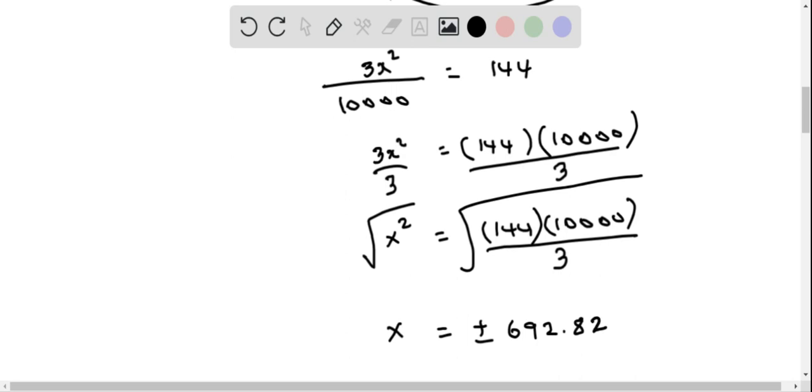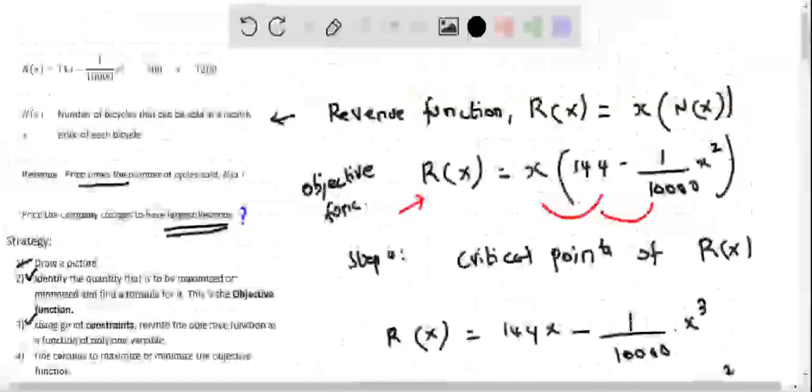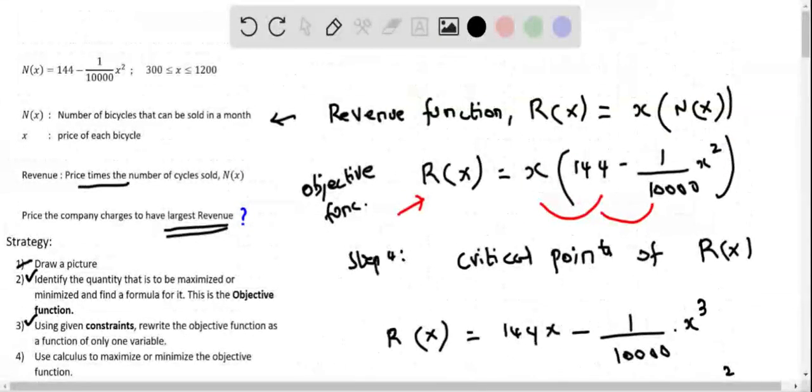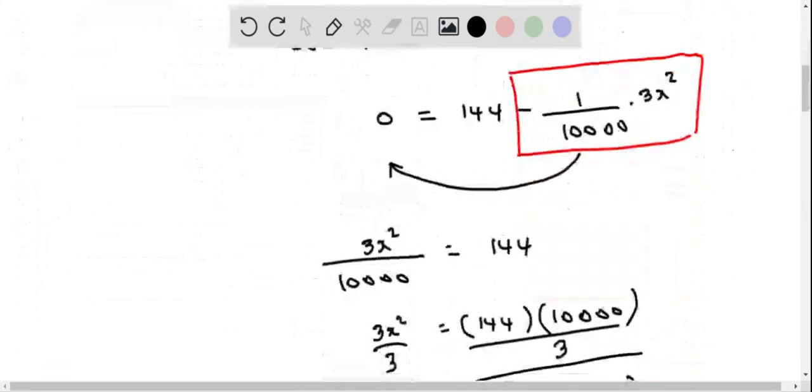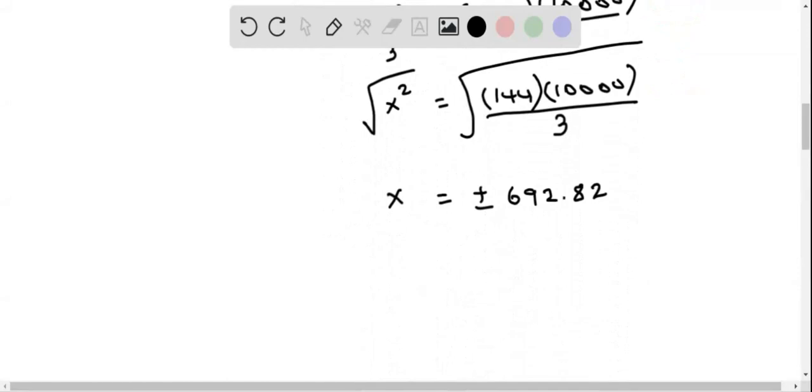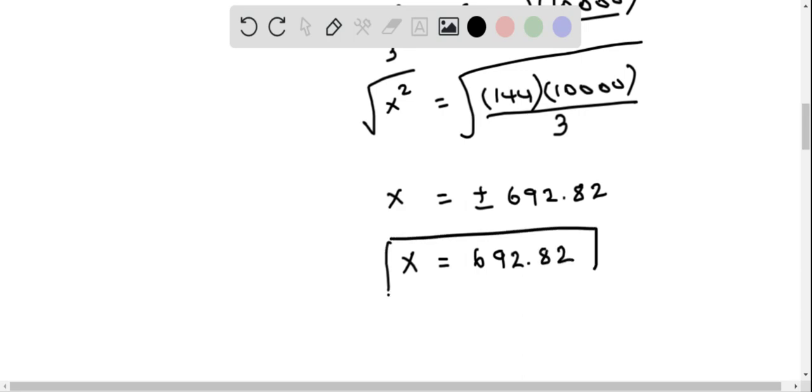692.82. Since x is in price, this is rounded to the nearest cent, and we already know that x can be only between 300 and 12,000. So this cannot be negative. So I'm going to ignore the negative value and consider only the positive value. That is x equals 692.82. So this is our critical point.